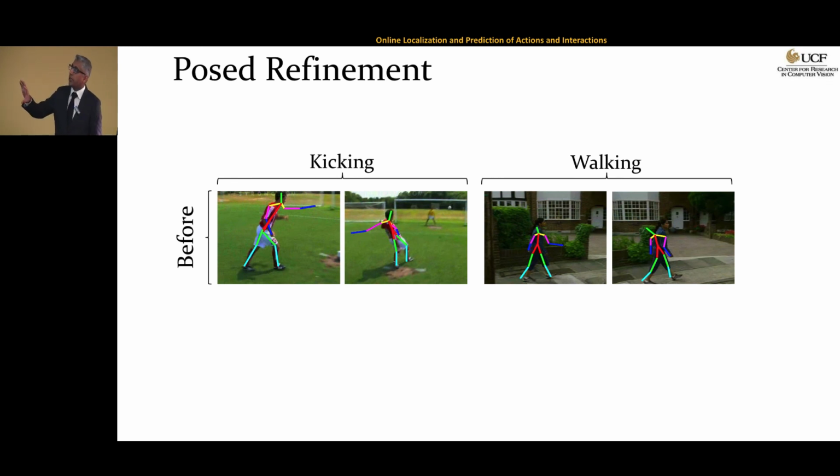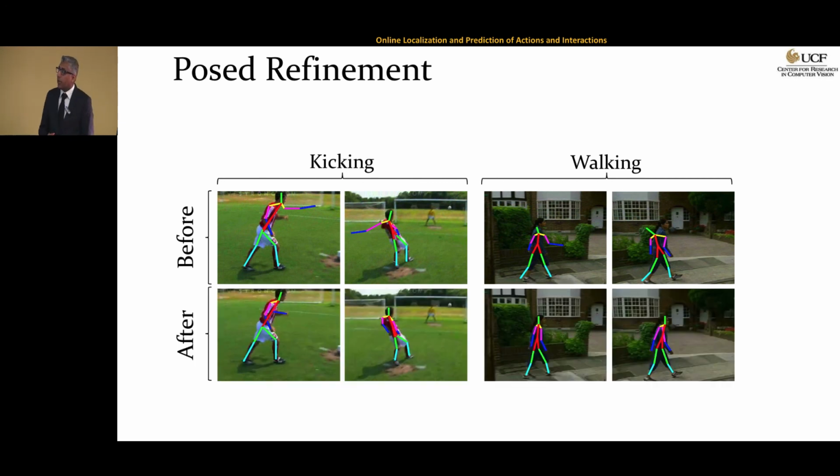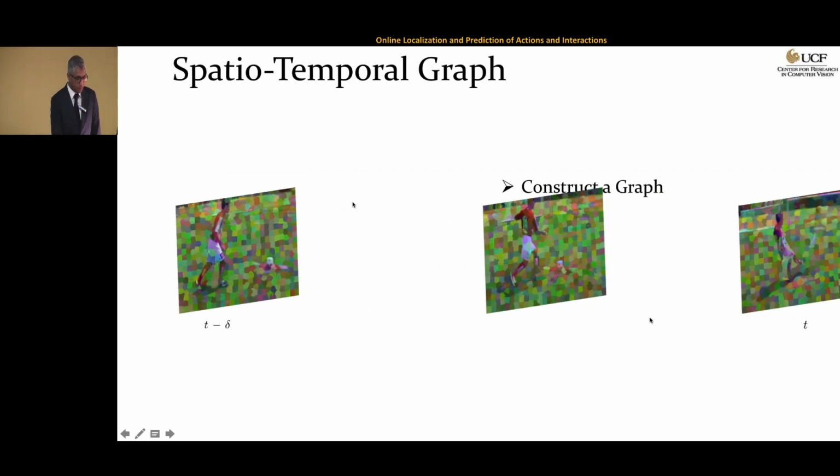Here we're showing two actions, kicking and walking. This is before we did pose refinement, and this is after we did the refinement. In the kicking action on the left, you can observe that the left arm wasn't correctly localized. After refinement, we're able to correctly localize the arm, which is the elbow and the hand. On the right, we show that there was some error in the head location of the person, and we're able to correct that. That gives us some pose improvement, and that helps us in localizing the action.